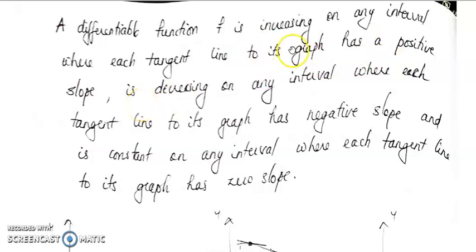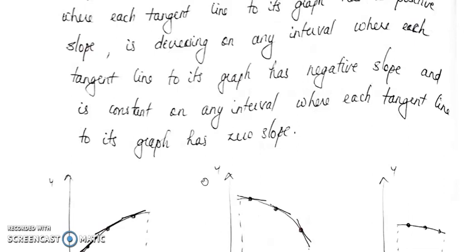So when the function is increasing, each tangent line will have a positive slope, and decreasing ആവുന്ന കേസിൽ each tangent line will have a negative slope, and constant ആവുന്ന കേസിൽ slope will be equal to 0. So for a constant function the slope will be equal to 0. So we can conclude that slope 0 ആണെങ്കിൽ that means the derivative is equal to 0.